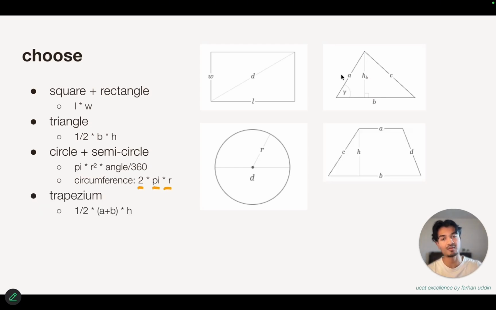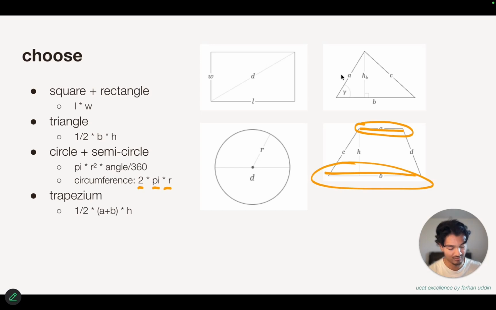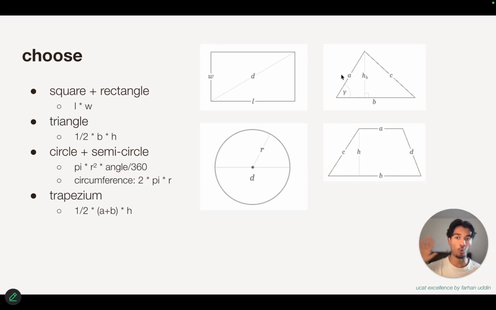And then we've got a trapezium, which is half times (a plus b), so whatever that value is, a plus b, times the height. So now that you know these formulas, this is basically all you need to know going into the UCAT questions.